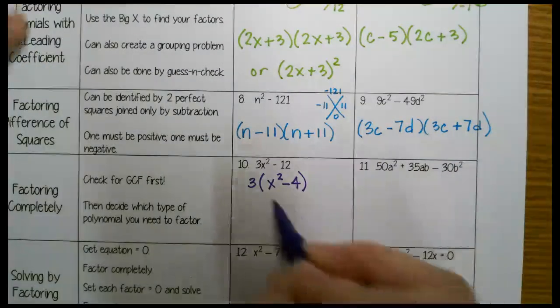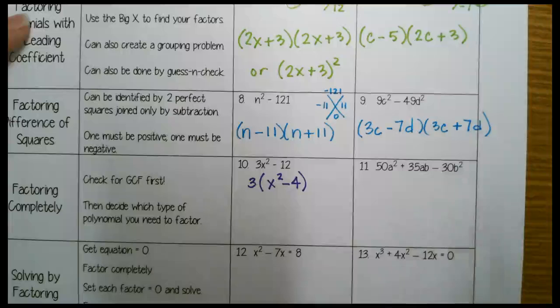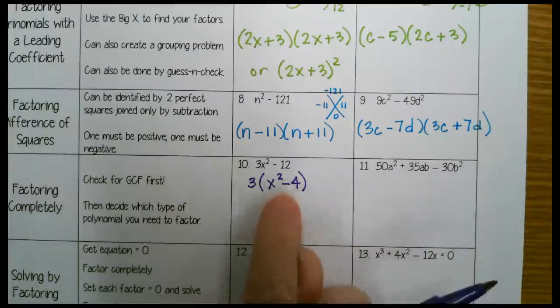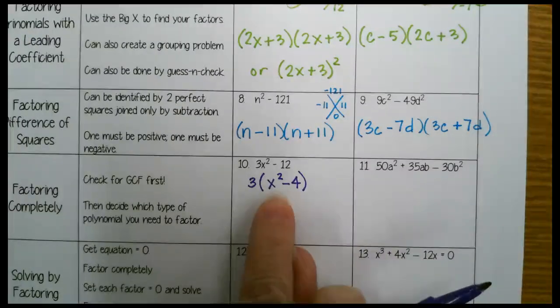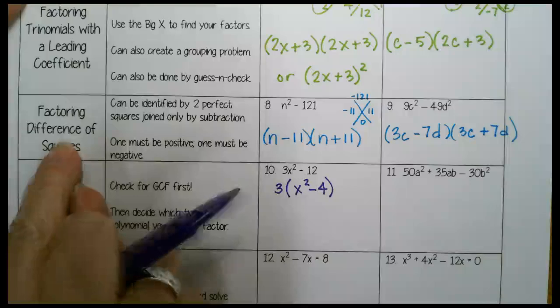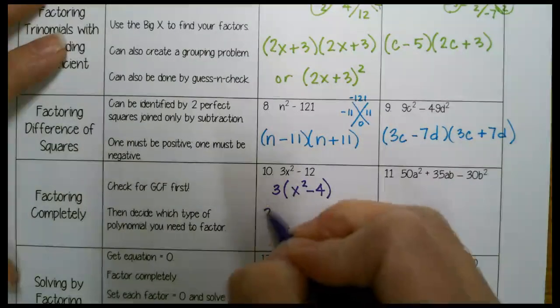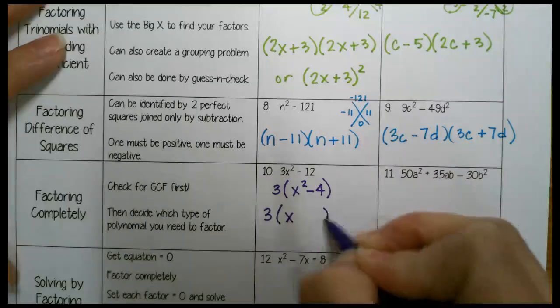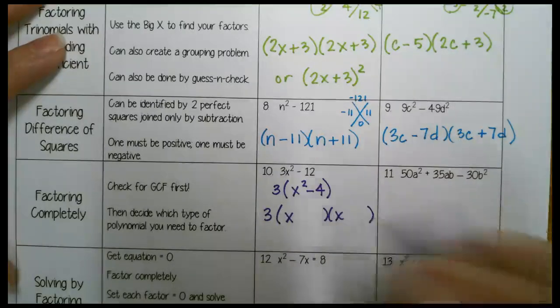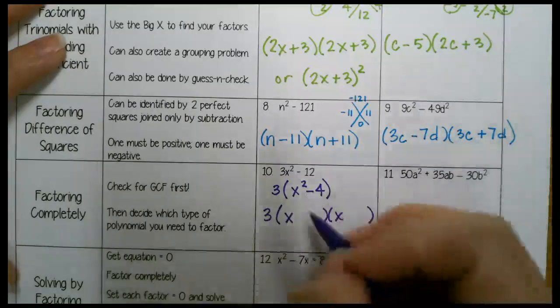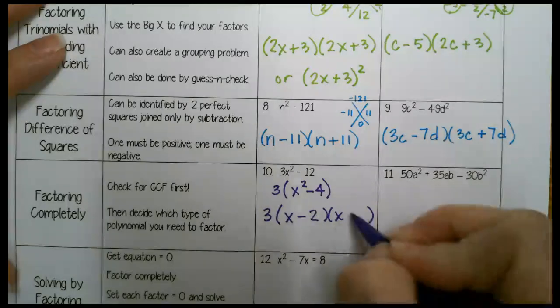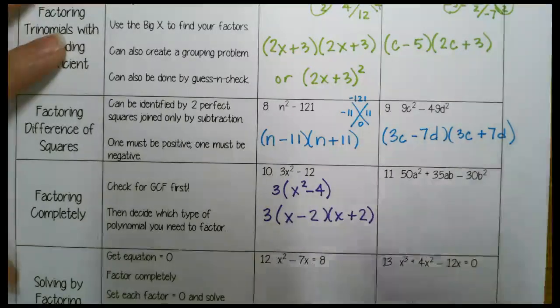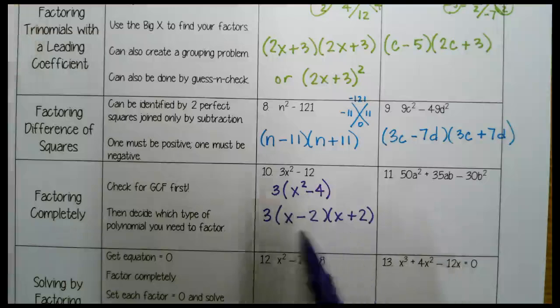So now what I need to do is see if that can be factored anymore. And what I notice here is that this is a difference of squares. So I can break up x squared to be x and x, and I can break up negative 4 with a negative 2 and a positive 2. So what happens is when I multiply this back together, the middle number will cancel out and disappear.